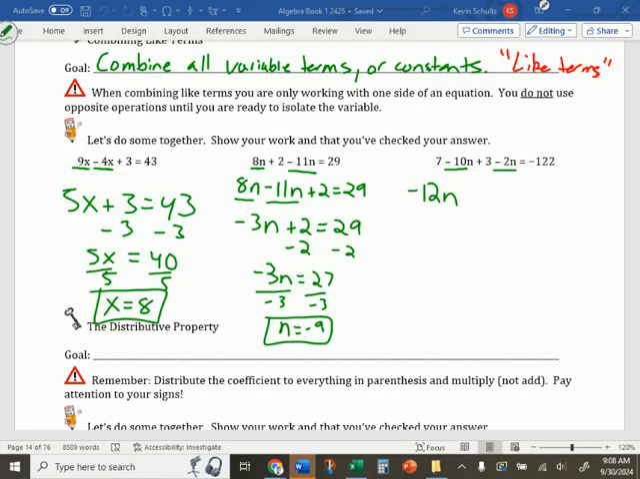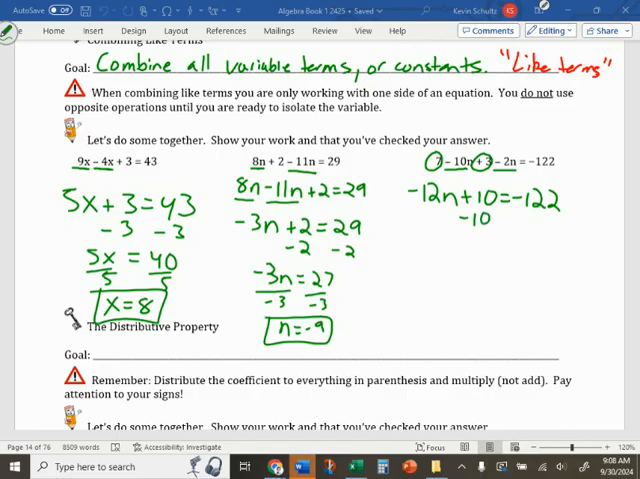What else can we combine? Fiona: 7, positive 7 with positive 3. What is 7 and 3, James? 10. So negative 12n plus 10 equals negative 122. Here we are in our comfort zone. We got the two-step equation. That's what we were after. We combined like terms. We simplified to get that two-step equation.